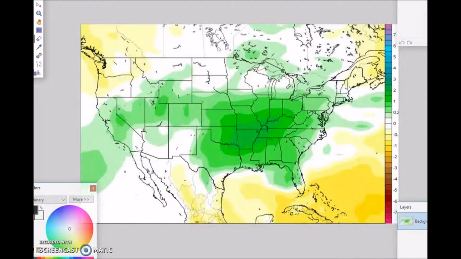And for precipitation, I'm forecasting little change in the precipitation anomalies. That's the long-range weather forecast discussion for May 3rd to the 15th.